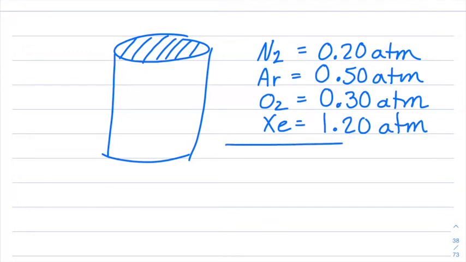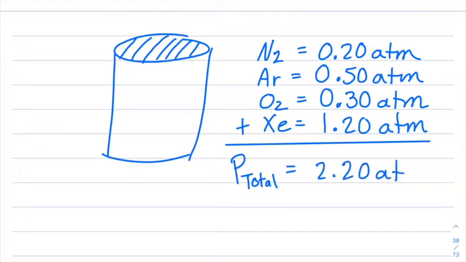Okay. So the total pressure, something that we affectionately call P tot or P total, is just the addition of all of these. So if I take 0.2 and I add it to 0.5, 0.3, and 1.20, I get 2.20 atm. So what Dalton's law is telling us is if we add up the pressure from each gas individually, we will get the total pressure inside of this container.